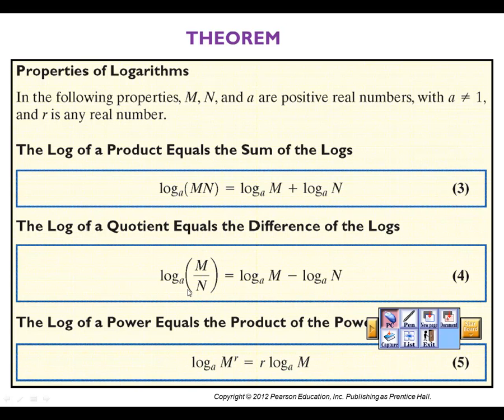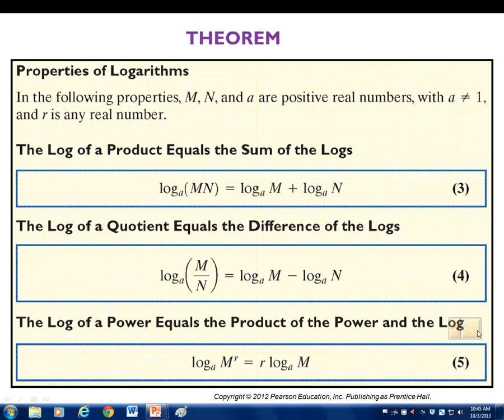Here we have log m divided by log n base a. Here they're dividing, so you're going to subtract. You're going to have a difference of logarithms. So this would be log m base a minus log n base a. And a way to remember that is anything that's in the denominator gets a minus, and then anything in the numerator, that's always going to be a plus.